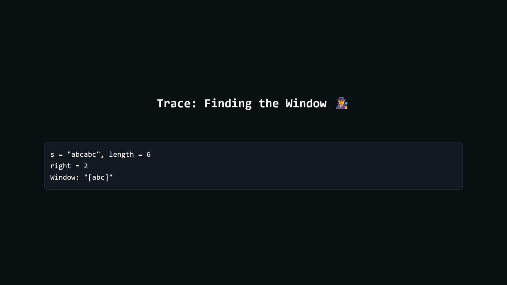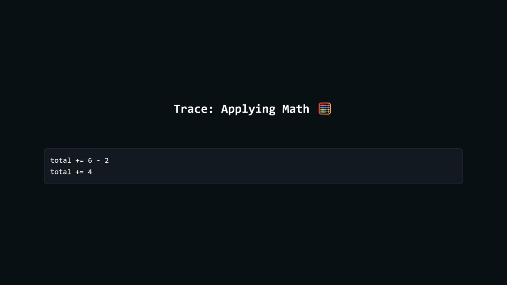We expand until our right pointer hits index 2, giving us our first complete group. The string length is 6, so we take 6 minus our right pointer at index 2, which instantly adds 4 valid combinations to our total.